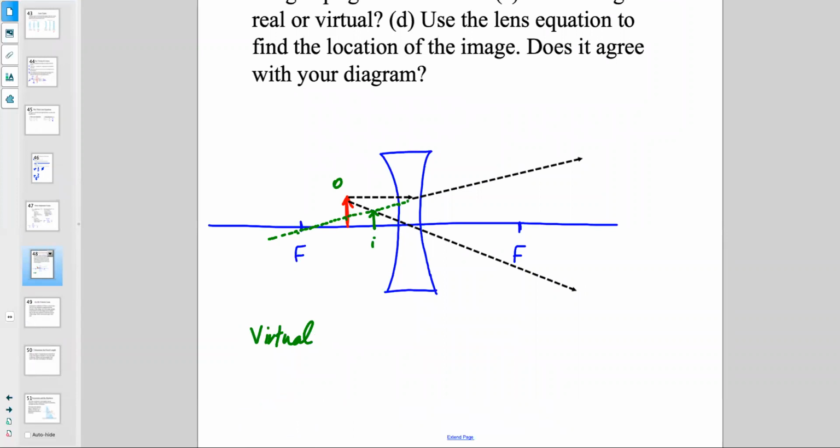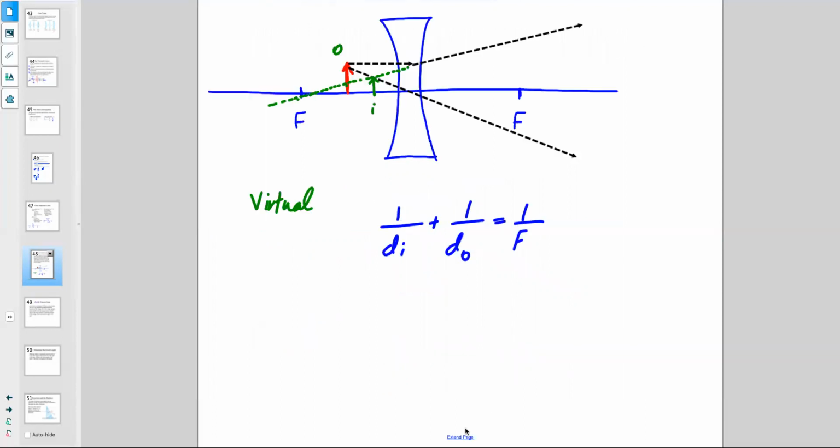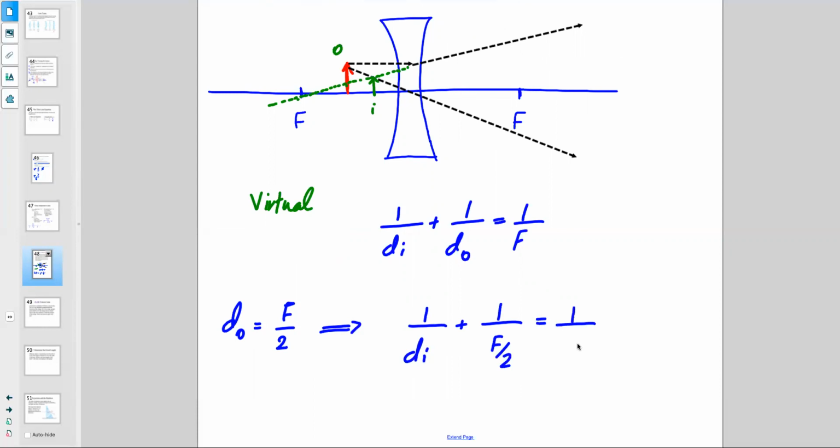So 1 over di plus 1 over do equals 1 over f. Now the distance of the object is f over 2, which means 1 over di plus 1 over f over 2 equals 1 over f. Now, very, very important.